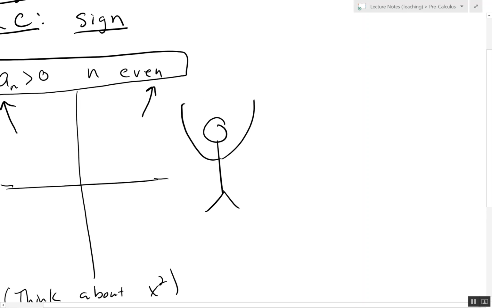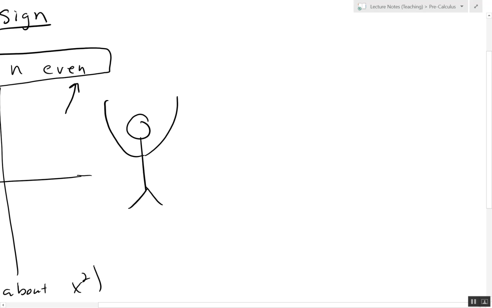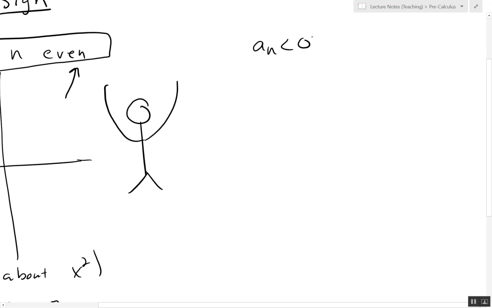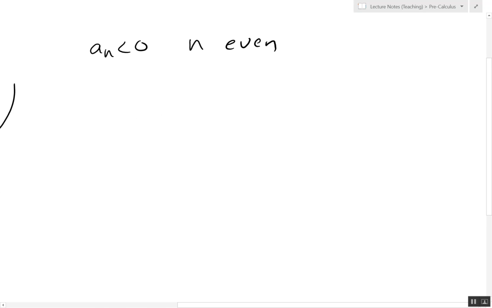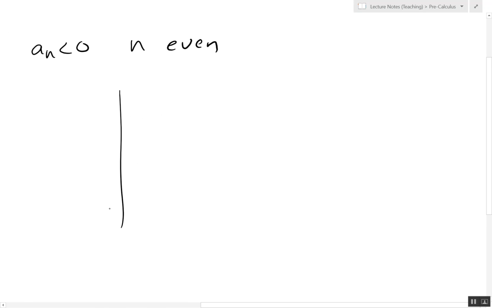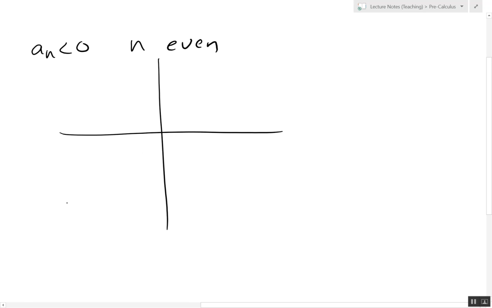So what happens if the leading coefficient is negative? If we have a_n less than 0 and n even, then our graph is going to look like this. We don't know what happens in the middle, but we do know that we're going to go this way and this way as we go towards infinity. It could be that behavior, it could be anything more complex.